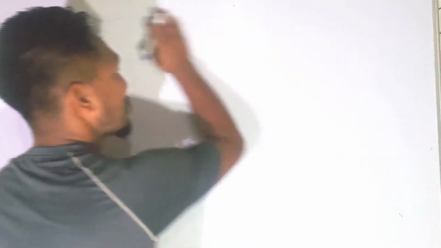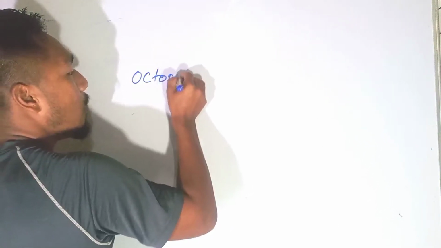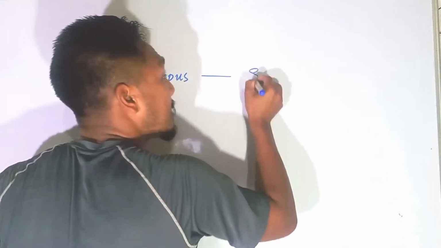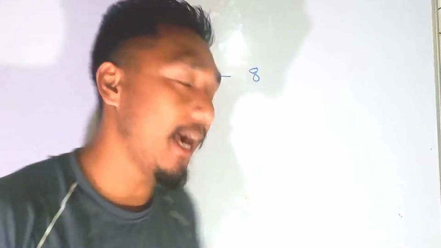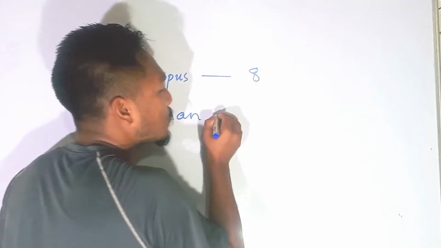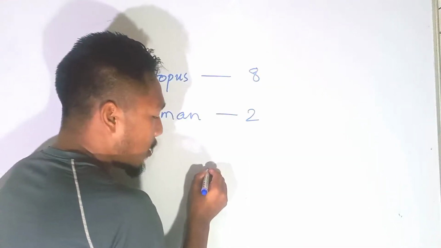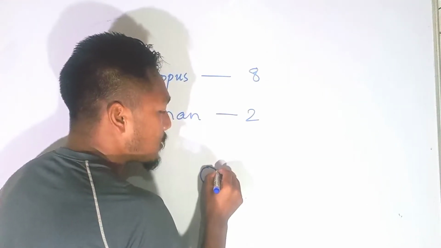some other things, in a very simple example. You see, an octopus has 8 hands, right? An octopus has 8 hands, and we humans have how many? We humans have 2 hands, right? So let's say this is an octopus.